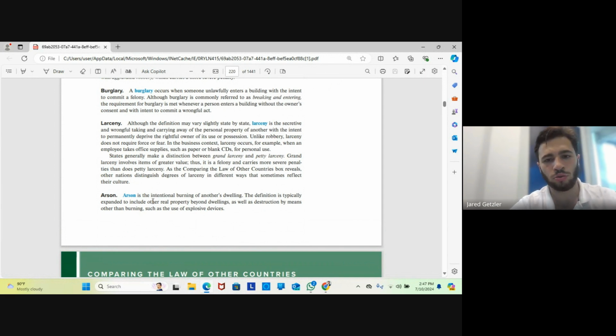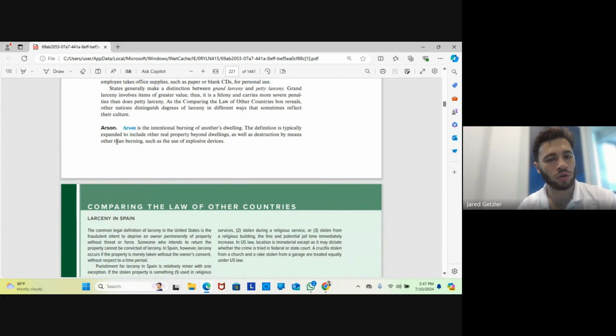So there's a difference between larceny and petty larceny. Grand larceny means, and every state's different, that you typically steal a higher value of items. So if I stole $10,000 worth of inventory from Walmart compared to a candy bar from 7-Eleven, that's going to be the difference between grand larceny and petty larceny.